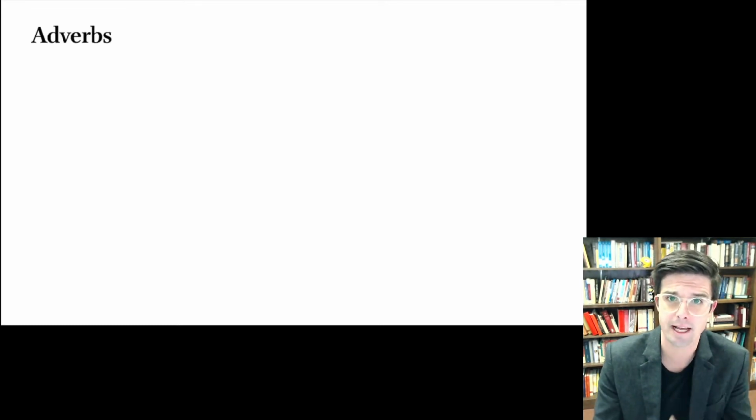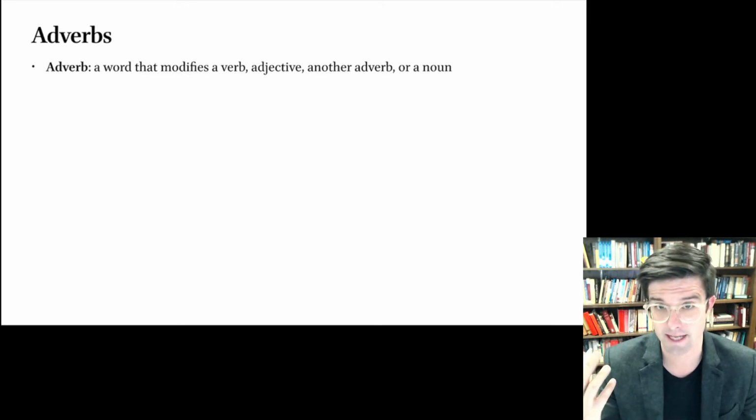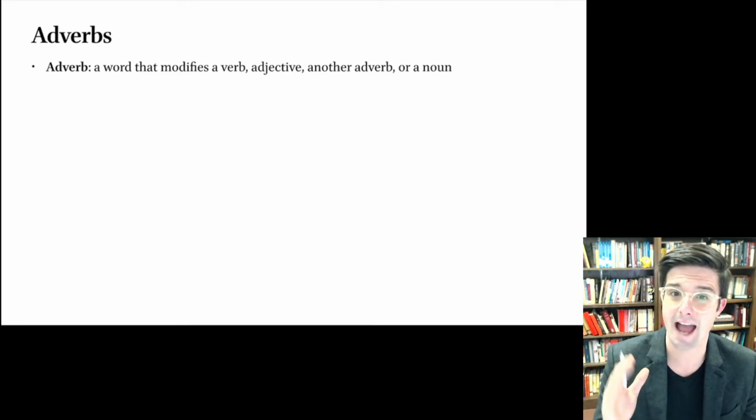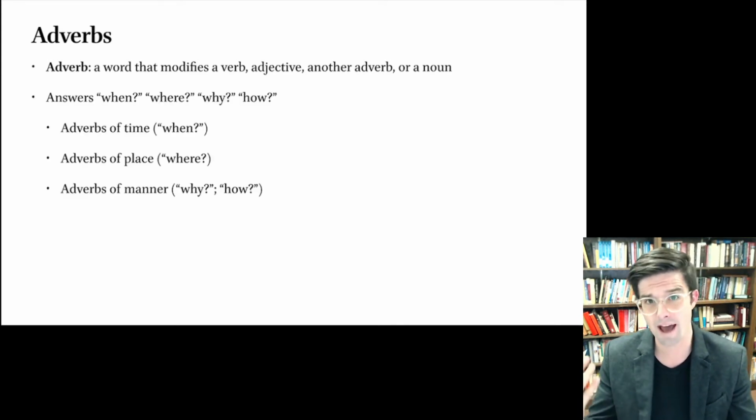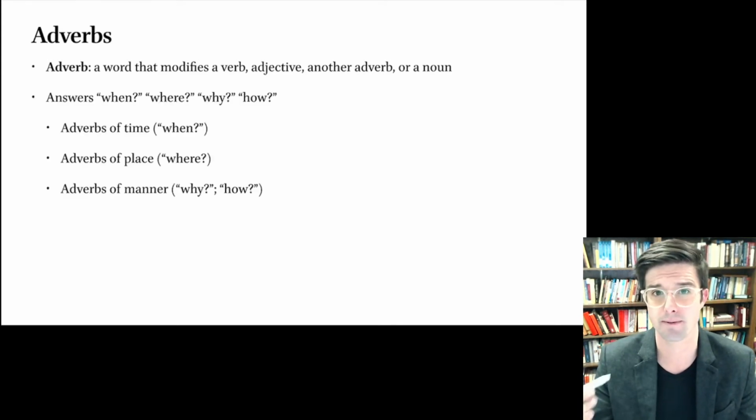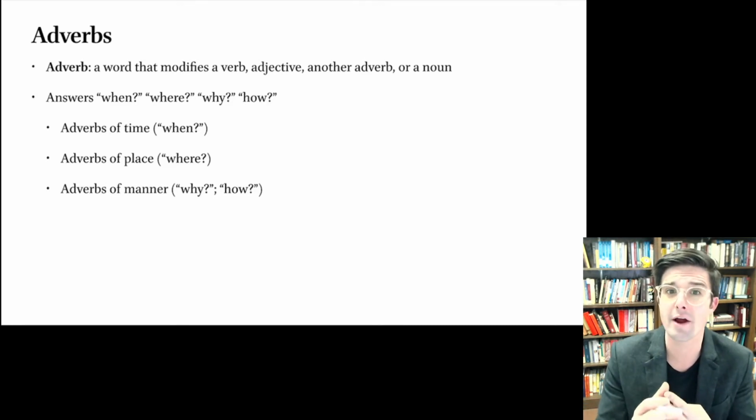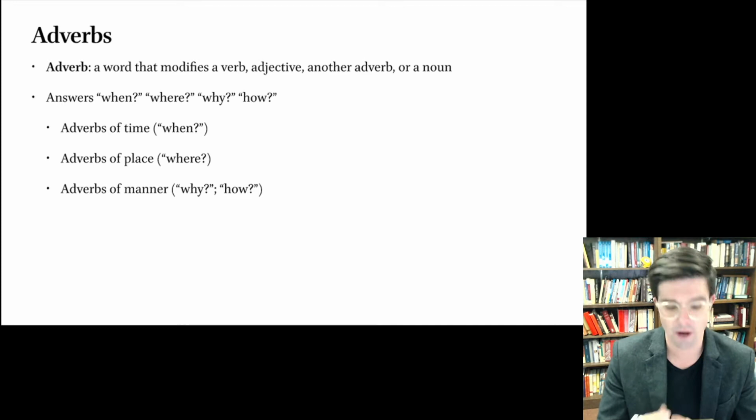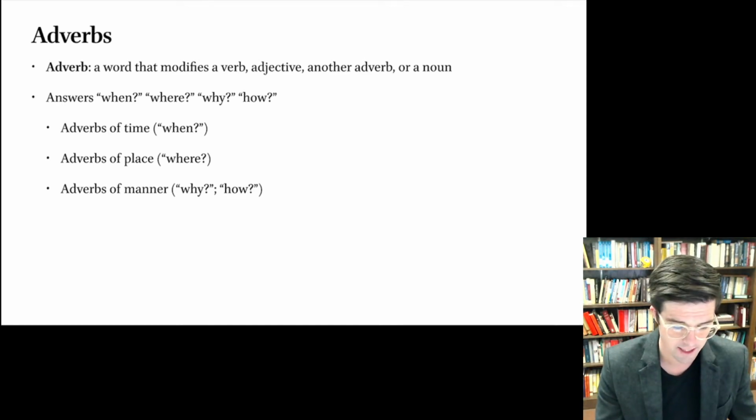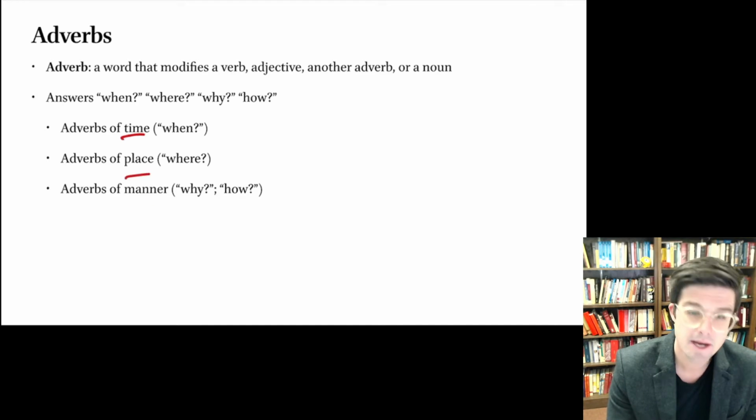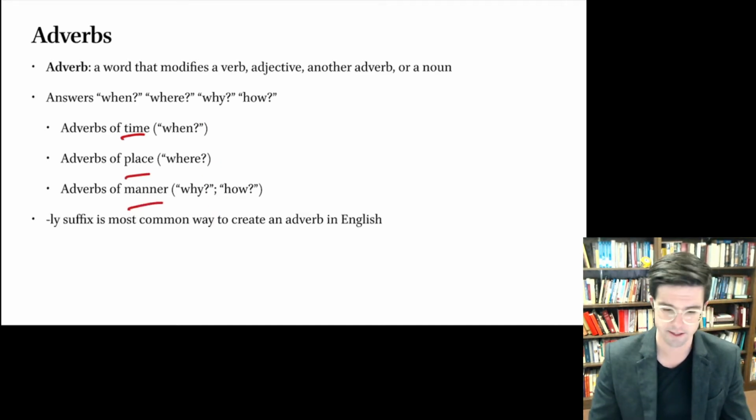So generally speaking, an adverb is a word that modifies a verb in most cases, but can also modify adjectives, other adverbs, or nouns. And an adverb is going to answer questions about the action of the clause, saying when it happened, where it happened, and why or how it happened. So we have different categories or different classifications of adverbs. Adverbs of time, place, and manner, answering these respective questions.